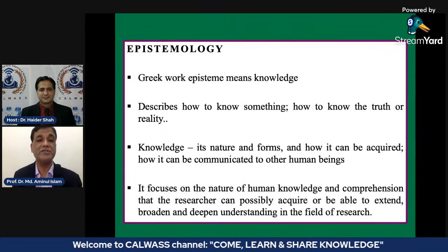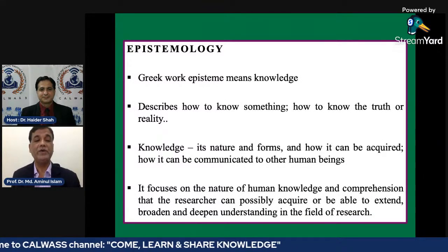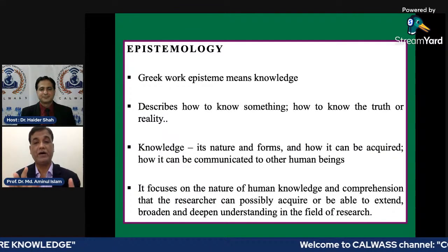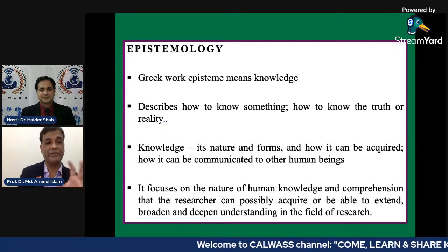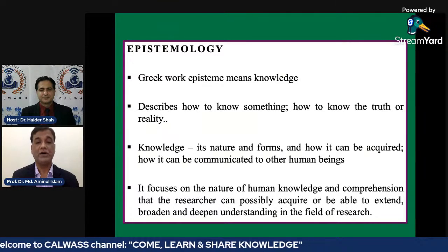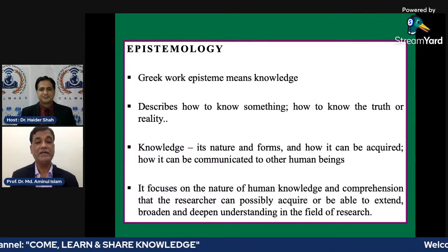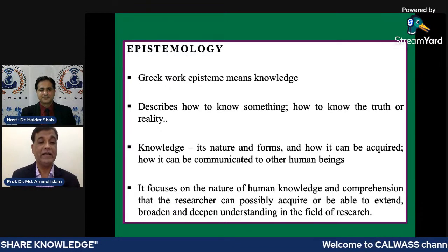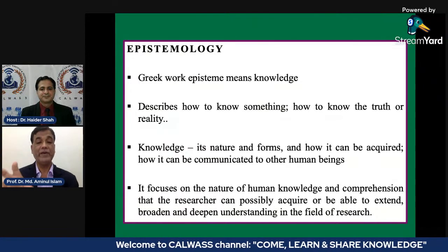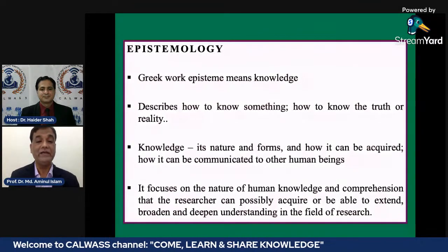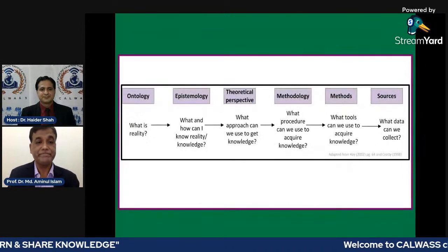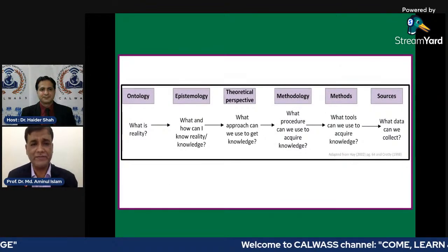Then we come to epistemology. You're talking about knowledge. Now you have to find out how to know the truth. So you would adopt certain methodologies, methods and techniques to understand the nature of the truth. Knowledge is the nature and forms, how it can be acquired and how it can be communicated with other human beings. Now you are focusing on understanding human knowledge and comprehension, so possibly you are going to extend, broaden or deepen the understanding in an area. This is a simple slide, but it speaks a lot.